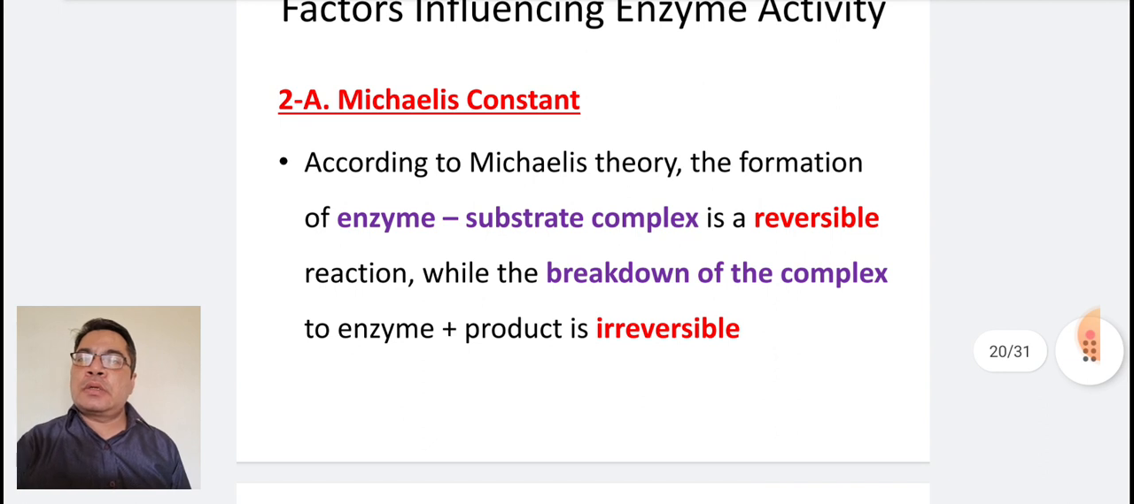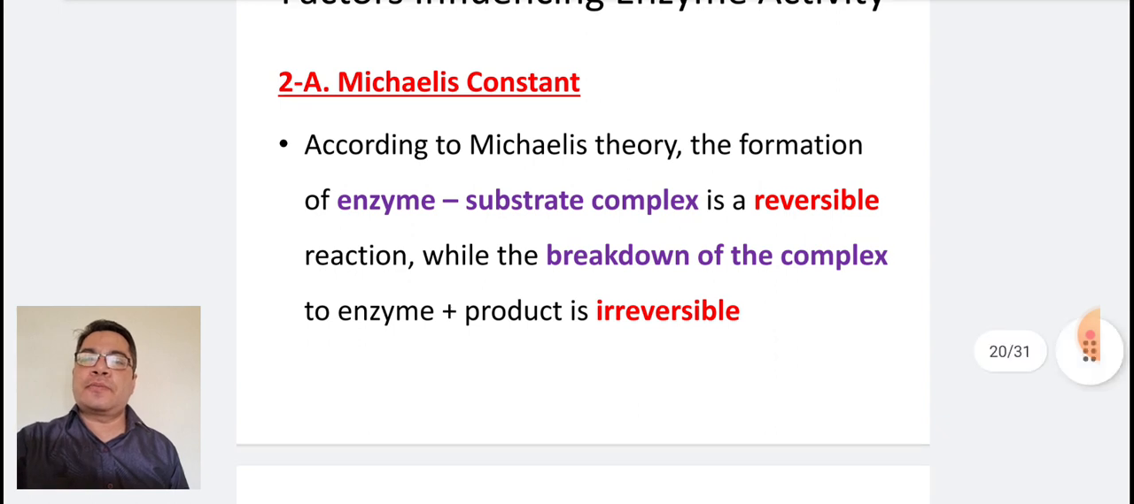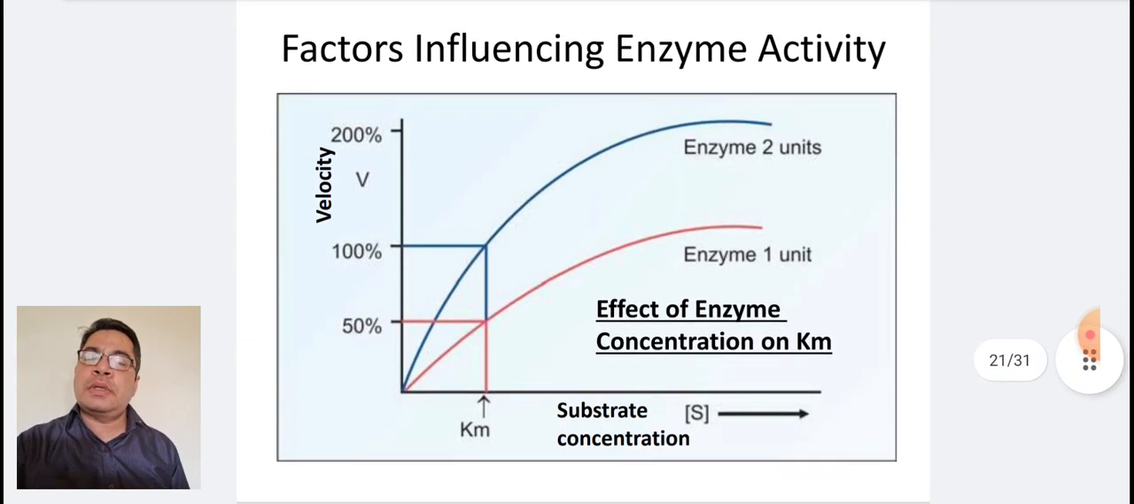Coming to the Michaelis constant. According to Michaelis theory, the formation of enzyme substrate complex is a reversible reaction, while the breakdown of the complex to enzyme plus product is irreversible. In this diagram, we can see that substrate concentration is plotted against velocity, where the effect of enzyme concentration on Km is studied.